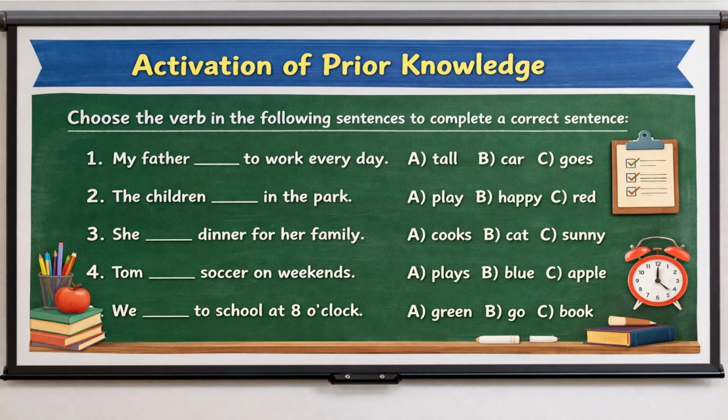For example, before teaching the simple present, the teacher should check if students can use verbs correctly in a sentence. Like in this activity, students choose the correct verb to complete each sentence. This helps the teacher know if students are ready to learn the new lesson or not. So, activation of prior knowledge is not just a warm-up. It is a key step to ensure successful learning.